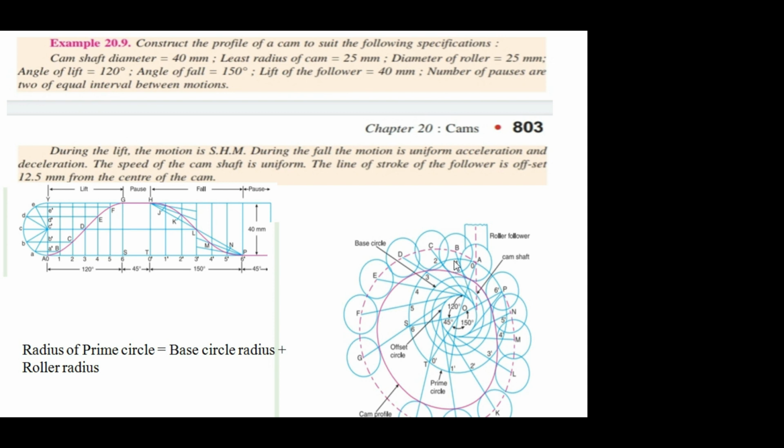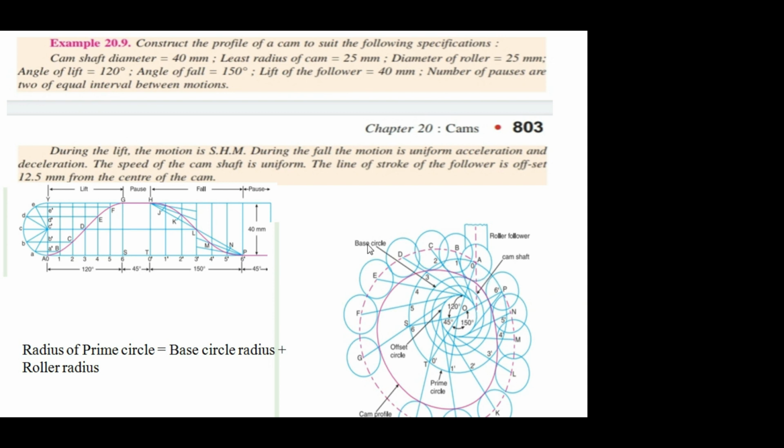From all the points 1, 2, 3, 4, 5, 6 which lie on the prime circle, draw the line tangent to the offset circle. Similarly from 1 dash, 2 dash, 3 dash, 4 dash, 5 dash and 6 dash, draw the line tangent to the offset circle and extend those lines outside the prime circle.